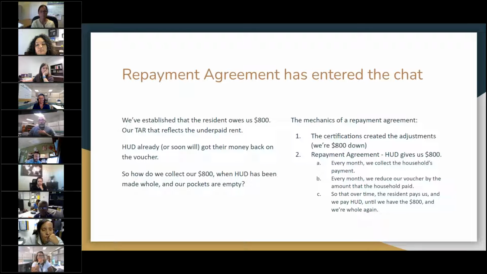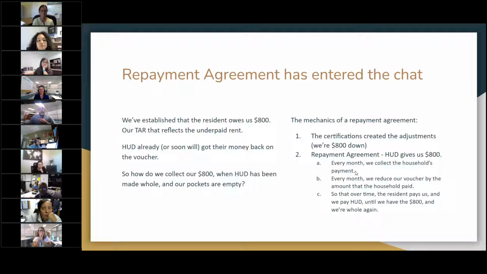HUD's going to get involved and say, hey, HAKA, this isn't your fault. It's the resident's fault. You're telling me that because there's a repayment agreement, I'm going to give you $800. Now, every month, the household owes you money. You collect that money and you give it back to me. So we're kind of like the collection agent is what this really comes down to.